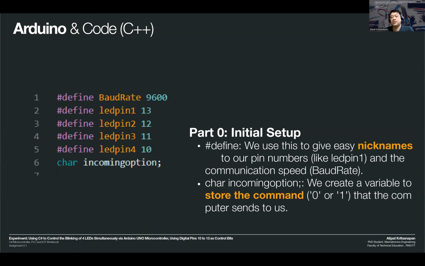Arduino code. Initial setup. We use defines to give easy nicknames to our pin numbers, like LED pin 1, and the communication speed, baud rate. Incoming option: we create a variable to store the command, a zero or a one, that the computer sends to us.